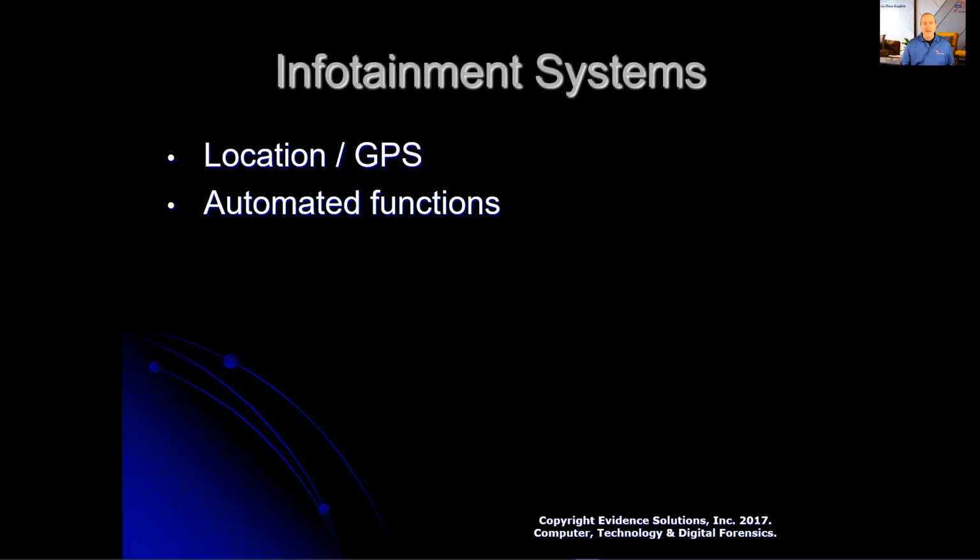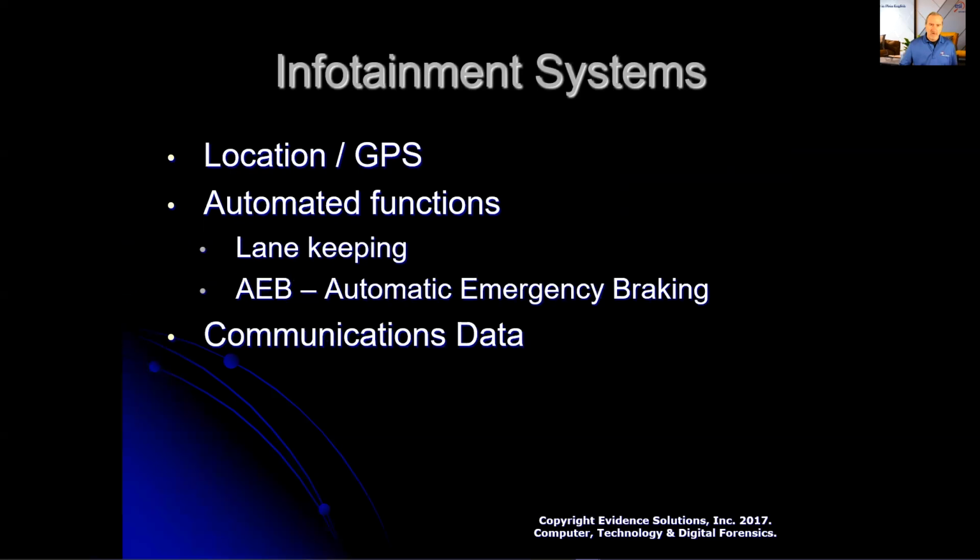In addition, automated functions such as automatic emergency braking and lane keeping can have data that's recorded in the infotainment system. Communications data such as SMS or text messages can be recorded. These in newer systems are read to the driver as they're driving, and drivers can actually respond. They can actually have the computer system translate their voice into text messages and then tell it to send a response. This also can happen with email.